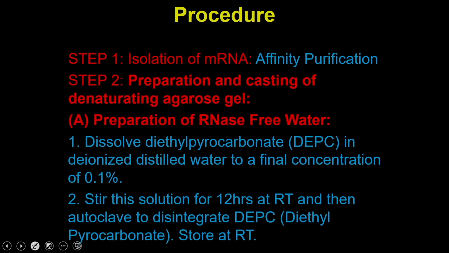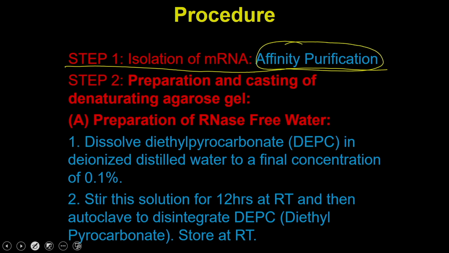It is a multi-step process. In step 1 itself, you have to isolate the messenger RNA. You do that with the help of affinity purification, and we are going to discuss that when we discuss Northern blotting. Then you have to prepare the denaturing agarose gels, and that is also multiple steps.